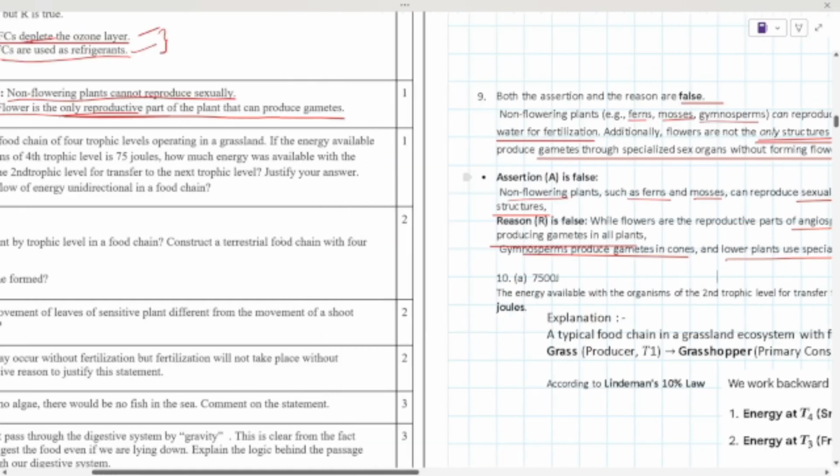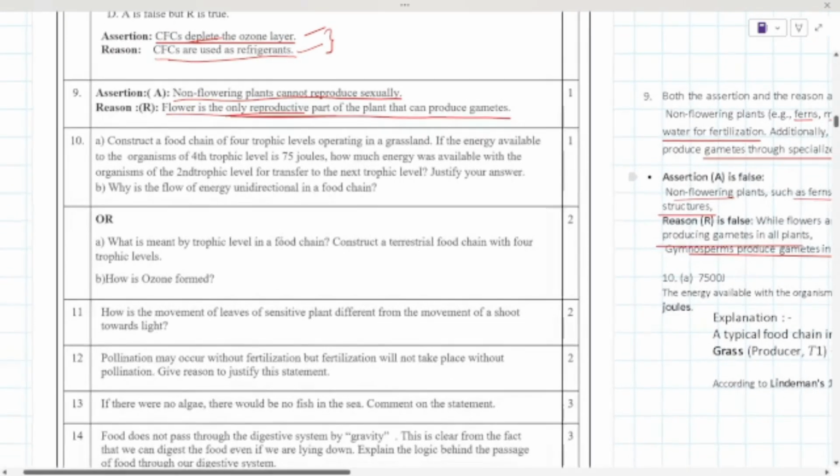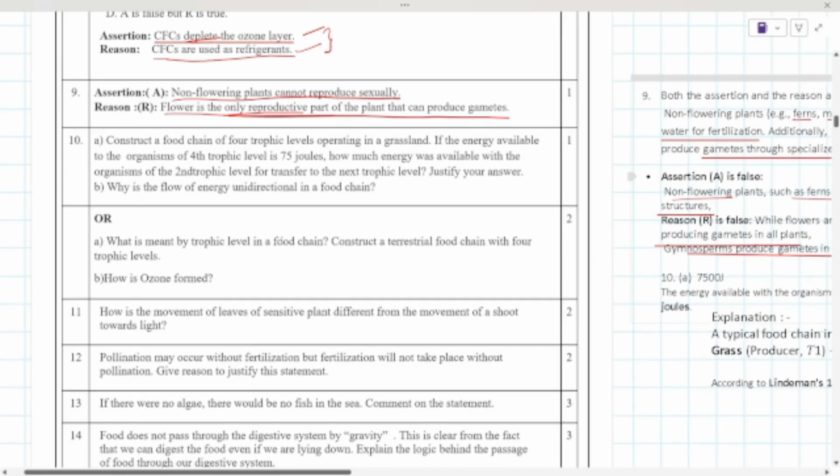Clear now? Or any doubt? Is there any doubt? No doubt. Okay, thanks. Now let's see here. If there is any doubt, you can ask me.